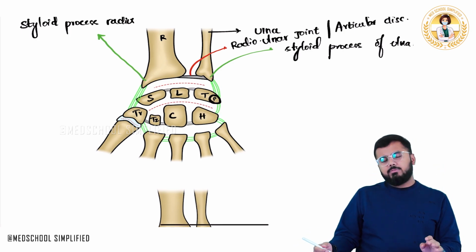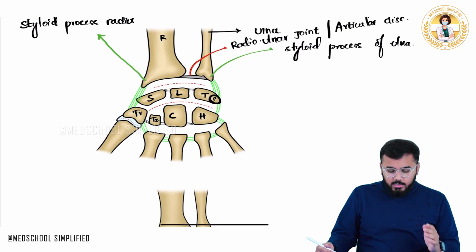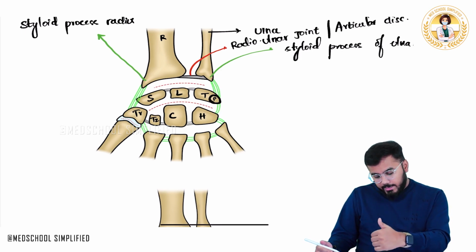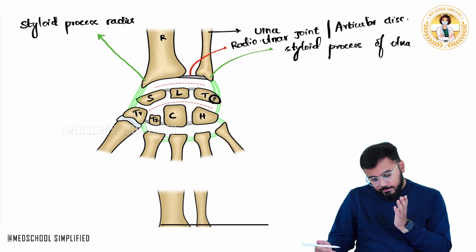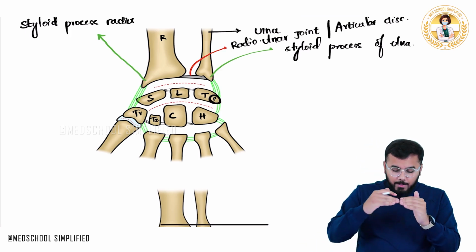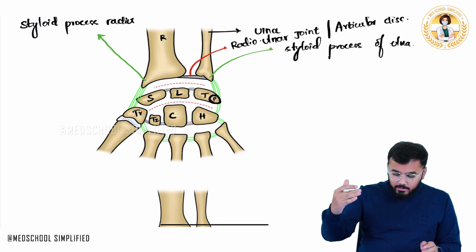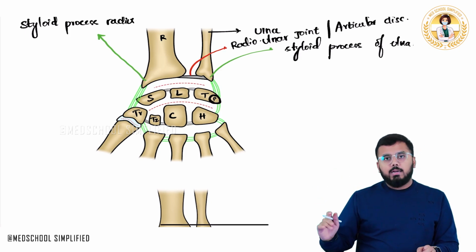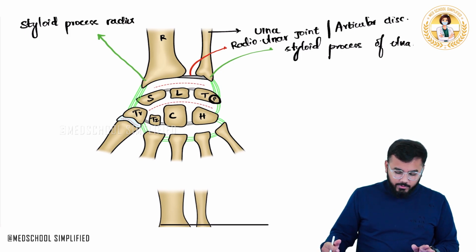Anyway, we discussed these things in the carpals lecture. So, she likes to play, try to catch her: scaphoid, lunate, triquetrum, pisiform, trapezium, trapezoid, capitate and hamate. The upper four, scaphoid, lunate, triquetrum and pisiform, are proximal, and the lower four are distal. You know this, right?